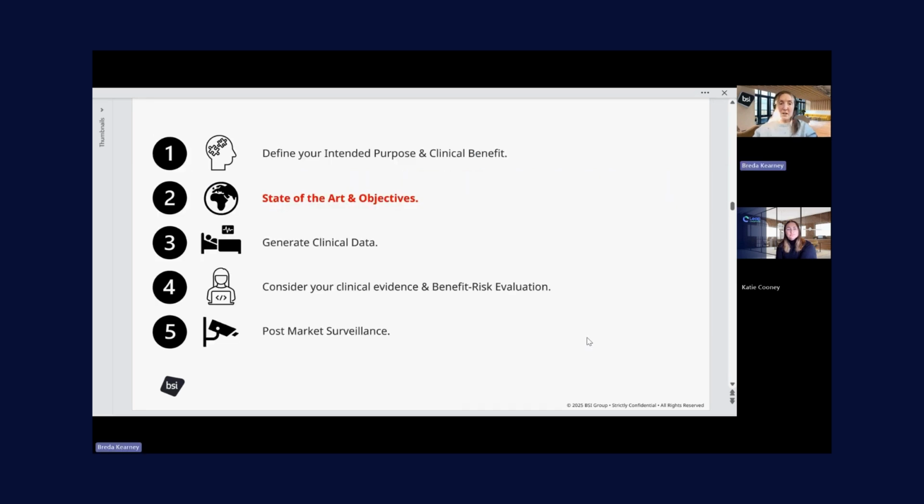So once we have very clear, this is my intended purpose, this is the clinical benefit, the next thing I need to do is move on and do the state of the art and define my objectives.